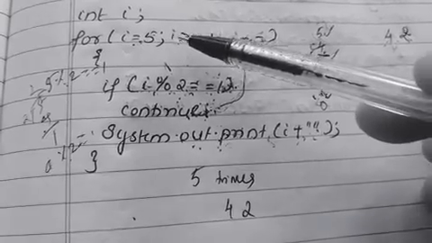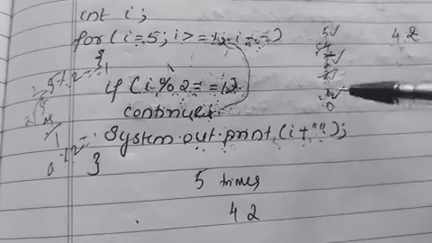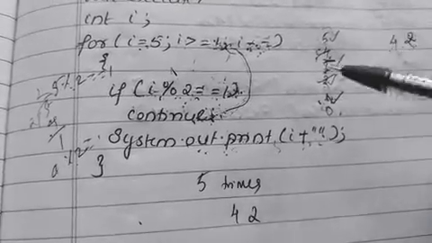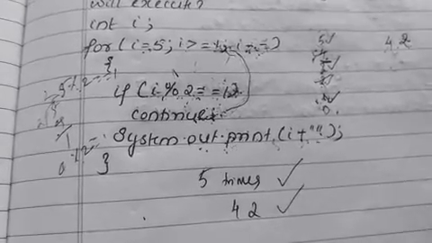And we will check the condition 0 greater than or equal to 1. Is it true? No. So how many times does the loop execute? A total of 5 times. So the loop executes 5 times and the output is 4, 2.